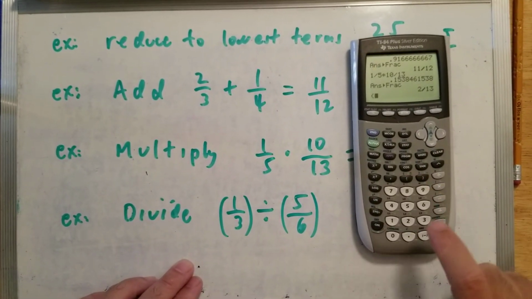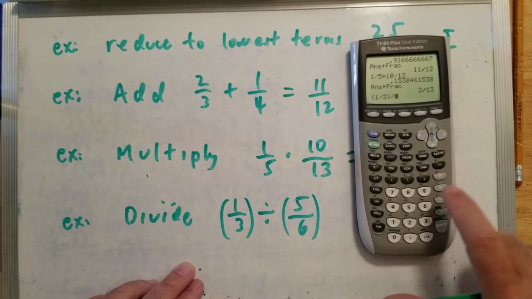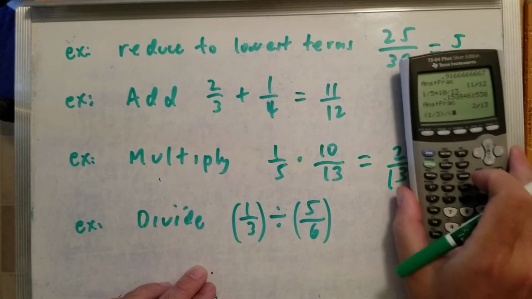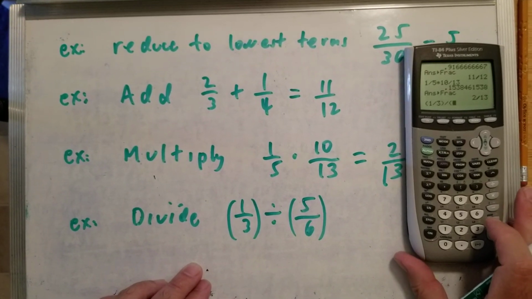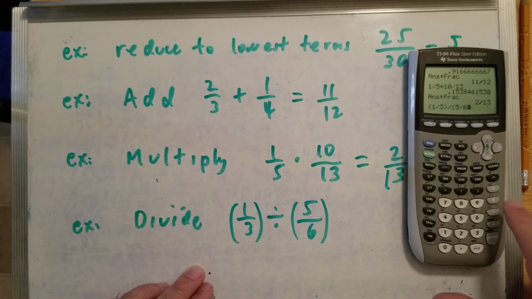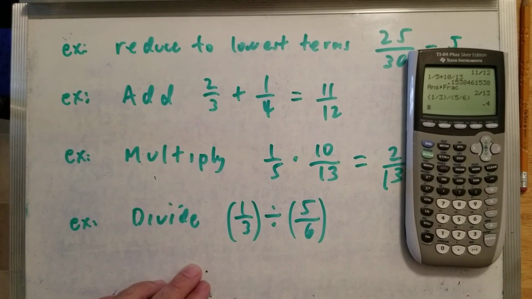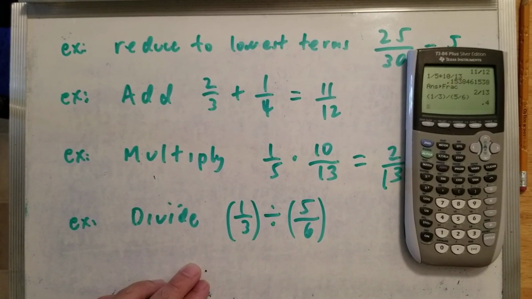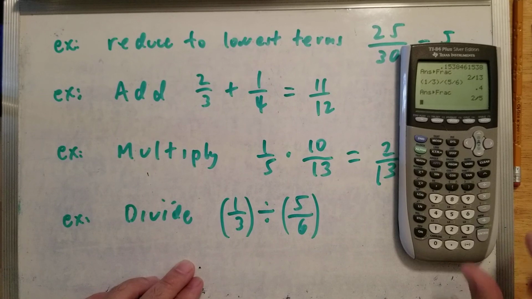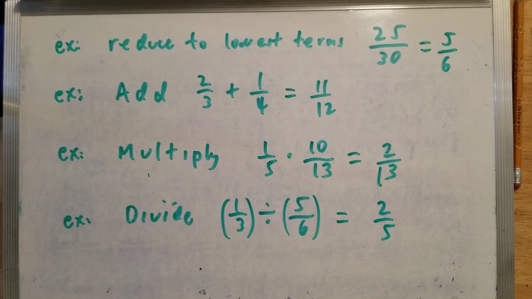So on the calculator, if I go 1/3, and notice I put the parentheses, divided by parentheses 5/6, and notice I'm putting the parentheses in everywhere. And then when I hit enter, I get 0.4, which is the decimal equivalent. And then if I go math to frac, answer to frac, 2/5. So that answer to frac thing is very useful in operations with fractions.